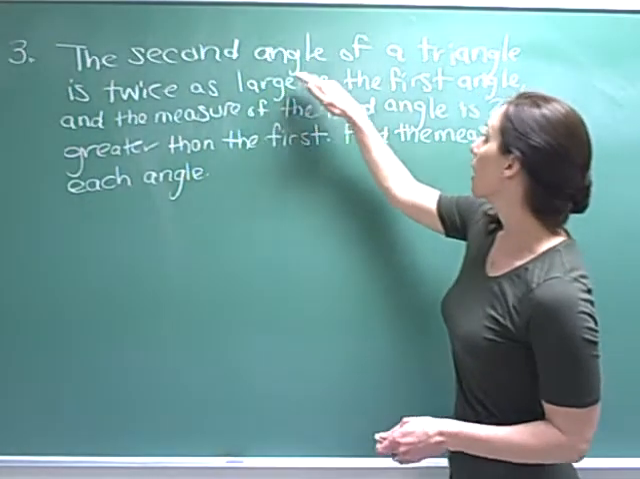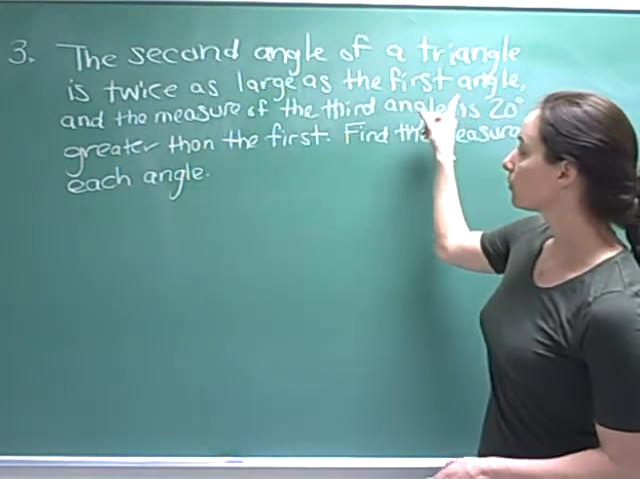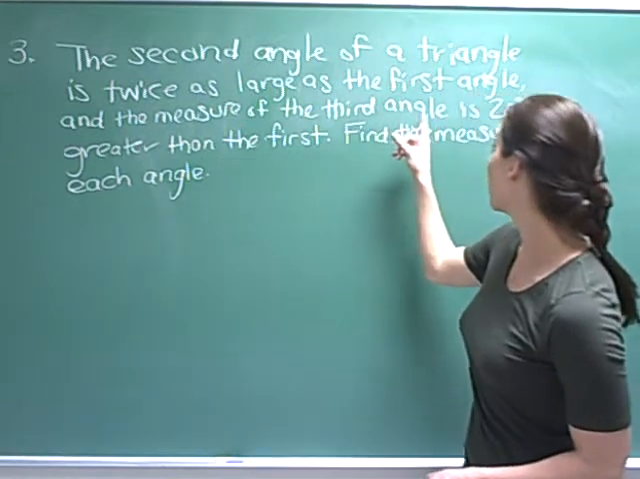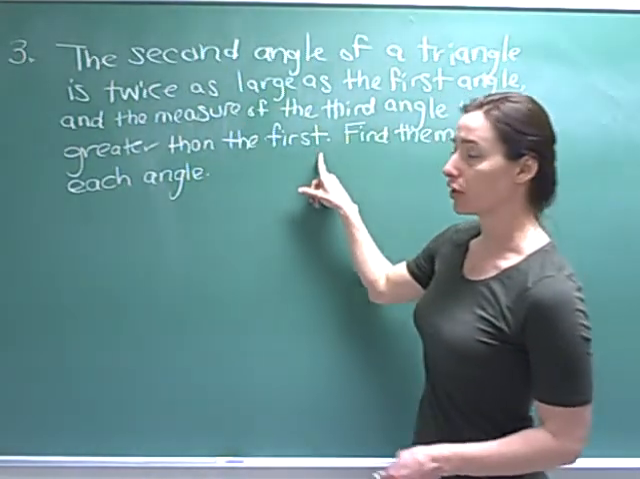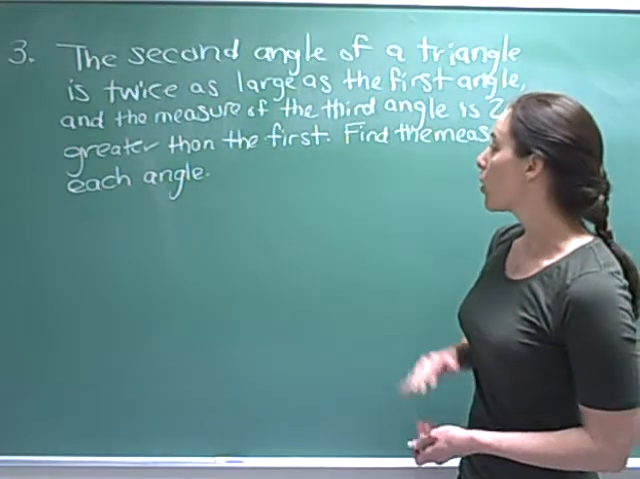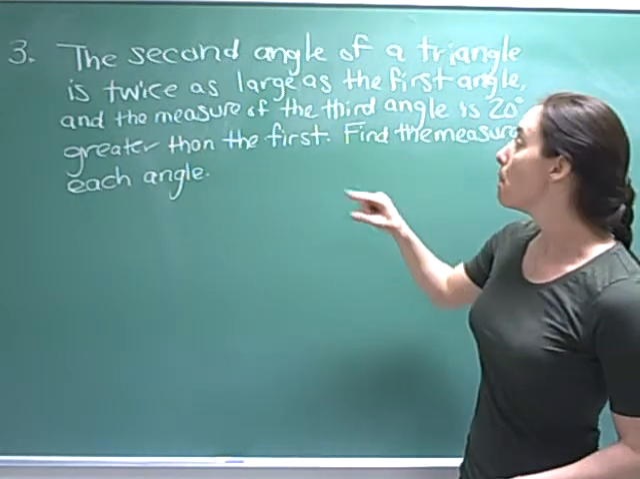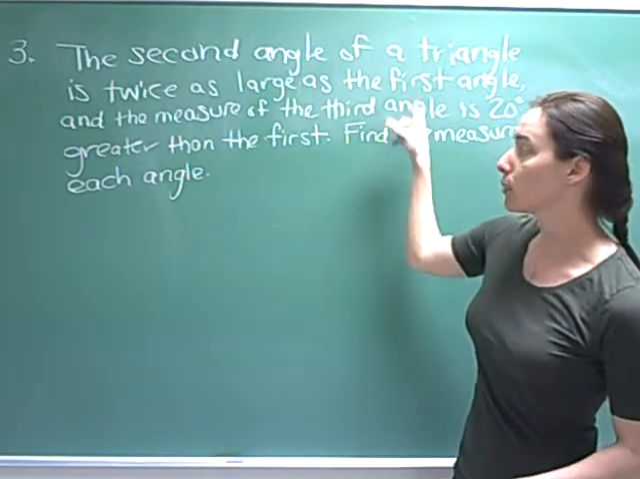It says the second angle of a triangle is twice as large as the first angle, and the measure of the third angle is 20 greater than the first. Find the measure of each angle. So our task here is to find the measurement of each angle in a triangle based on the clues that are given in this prompt.